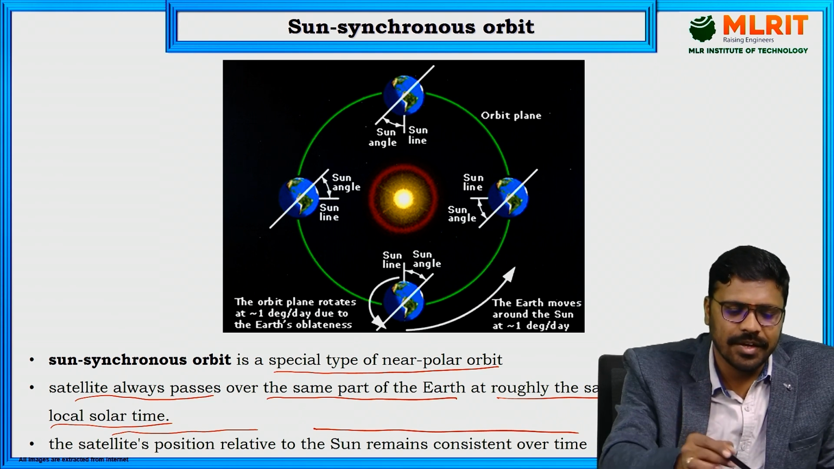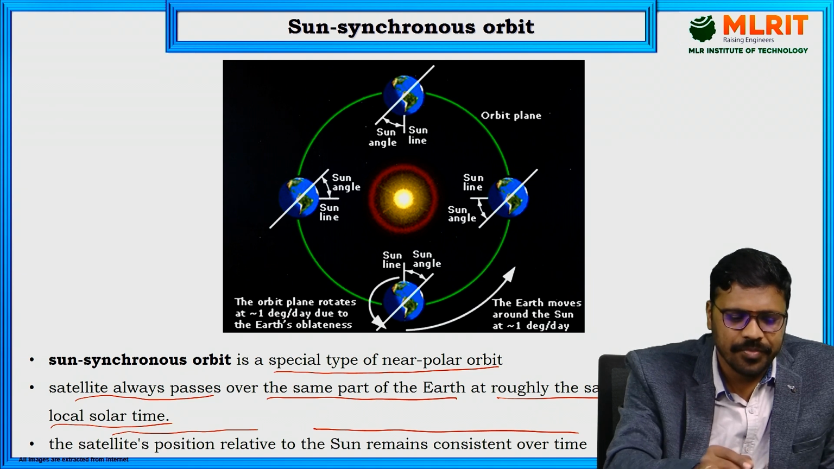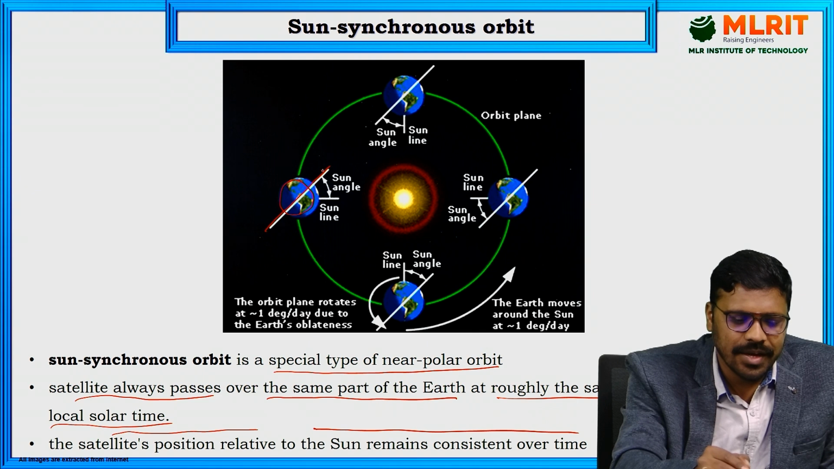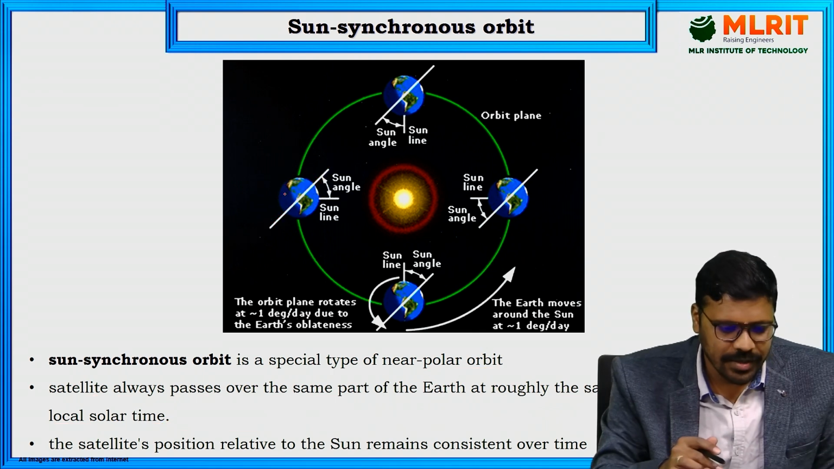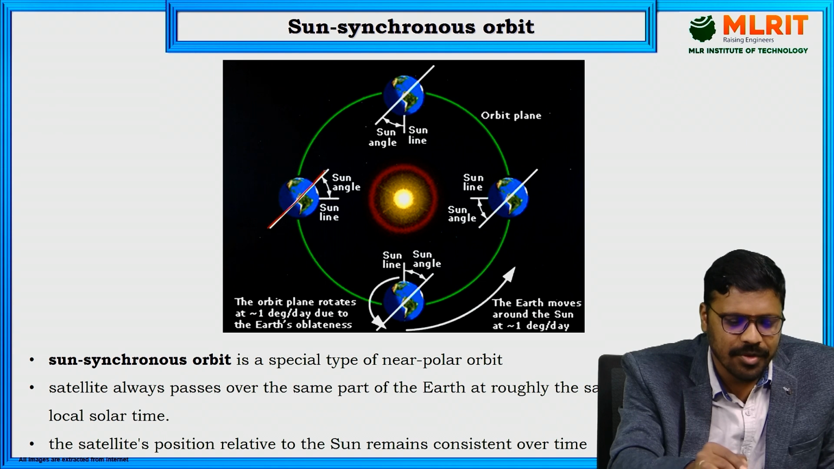Suppose I take this as the orbital plane. This is the Earth, and the satellite is rotating like this. So this is the orbital plane.